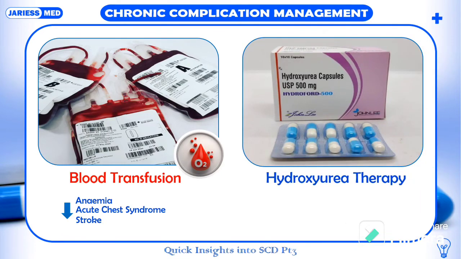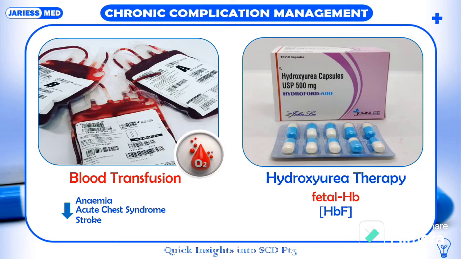Hydroxyurea therapy. This oral medication increases the production of fetal hemoglobin, which is a healthier form of hemoglobin that enhances oxygen delivery and prevents acute vaso-occlusion. By reducing the frequency of painful crises, hydroxyurea also decreases the risk of complications like anemia, stroke, and acute chest syndrome. This therapy also reduces the need for frequent blood transfusions. Some sickle cell patients have a milder form of the condition and may not require blood transfusions. Instead, they may rely solely on preventive regimens and possibly hydroxyurea therapy.